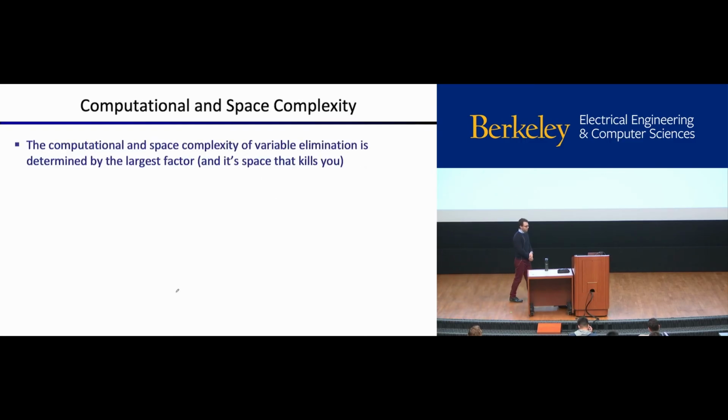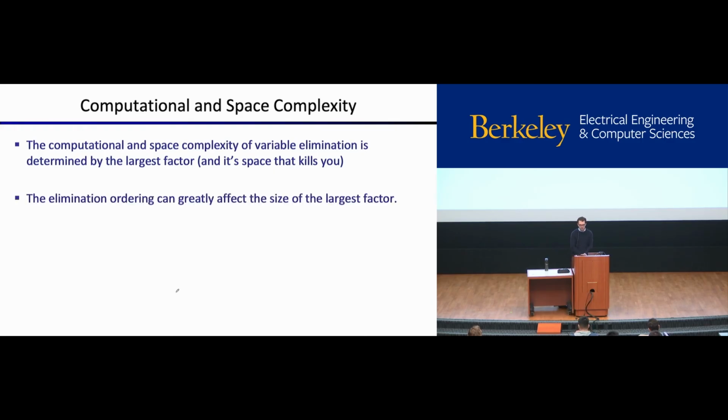So we can talk about the computational and space complexity of variable elimination. It's determined by the largest factor. And basically, it's the space that's going to kill you here, right? So your computer's going to run out of memory long before you get tired of waiting.